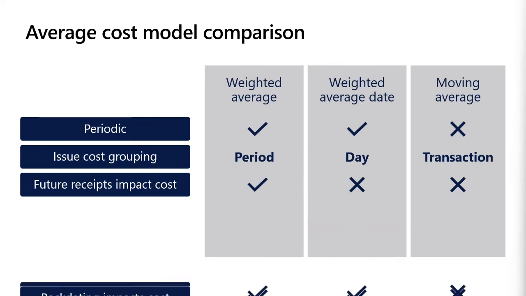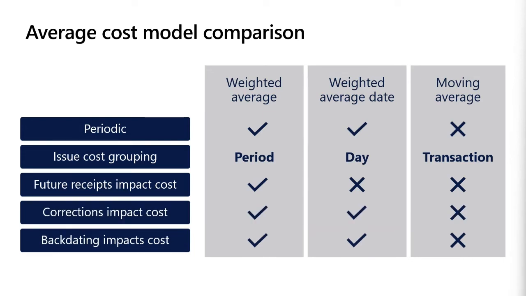Just like LIFO date, weighted average date and moving average only consider past transactions as part of their average calculations. Corrections and backdating of transactions will impact the final cost price for both weighted average and weighted average date, but will not impact the cost price for moving average since it is a perpetual method.